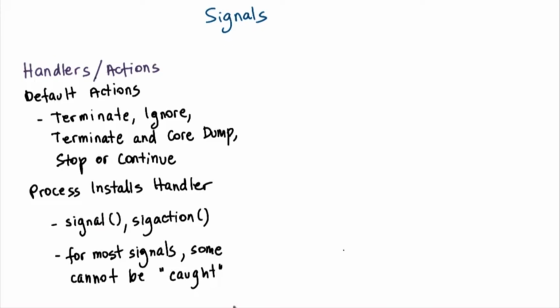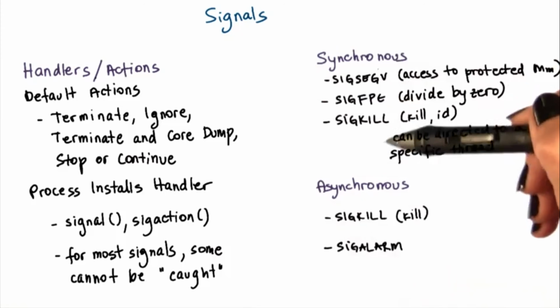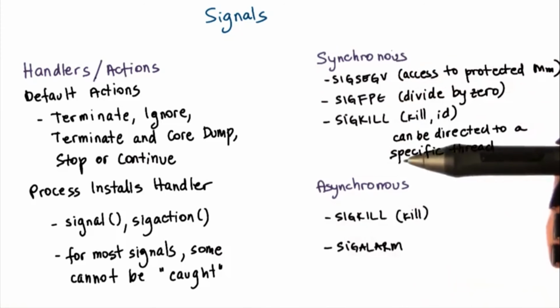There are certain signals which are exceptions to this. We refer to them as signals that cannot be caught. For instance, that would always kill the process. Here are a few examples of synchronous signals.